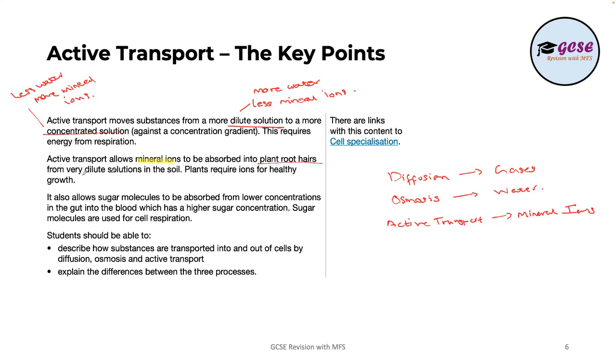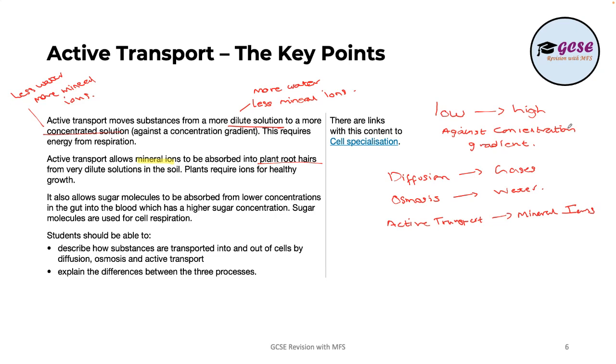Okay, now active transport is to do with mineral ions, and a key place where it happens is in the plant root hairs. The plant root absorbs the mineral ions from the soil, where there is a lower concentration, into the plant root, where there is a higher concentration. And all this is against the concentration gradient. So whenever it's moving from low to high, that's against the concentration gradient. And when it's moving from high to low, it goes down the concentration gradient.